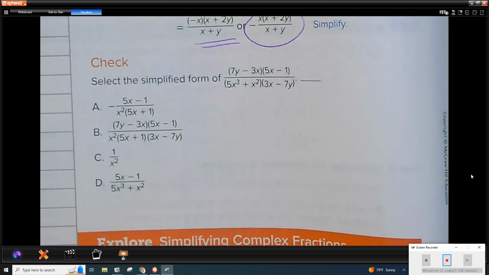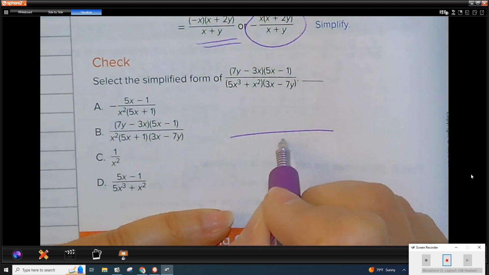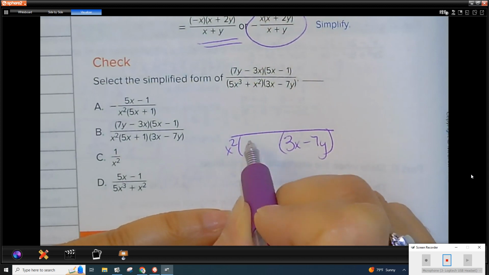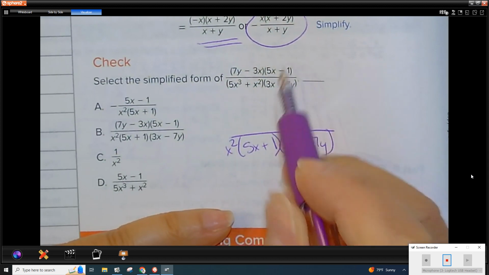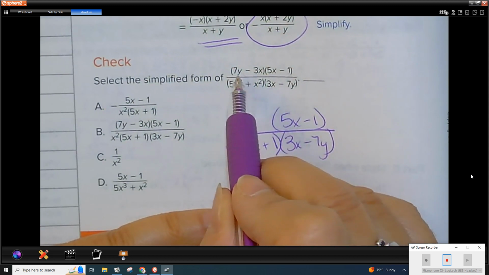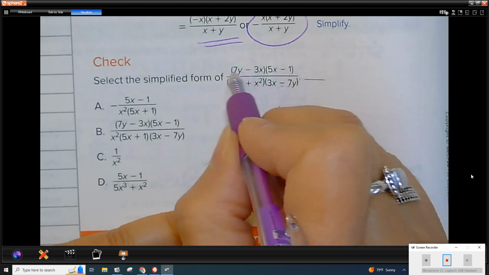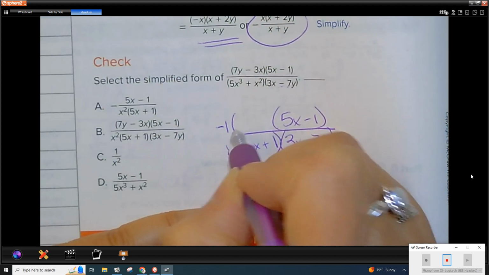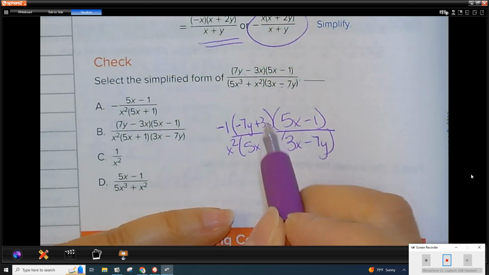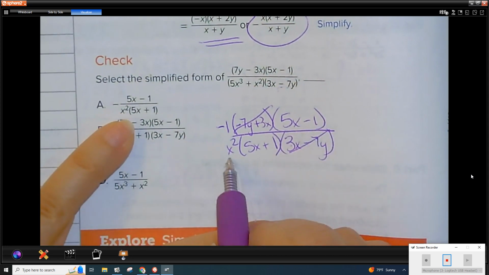Here's the check. So here is this. I'm going to rewrite it. I'm going to keep 3x minus 7y. This one I could take out an x squared, the lower power. This one stays. And this one, these two are similar, except again 7y is positive, here it's negative, positive, here it's negative. So I'm going to change this to negative 1, negative 7y plus 3x. Now these two are the same. So I'm left with 5x minus 1, x squared, and 5x plus 1.